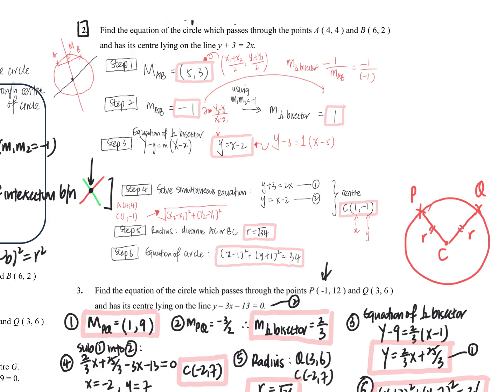So for this question, the only hint you need to take is that the perpendicular bisector happens to be a vertical line.